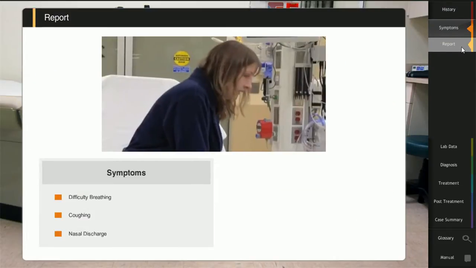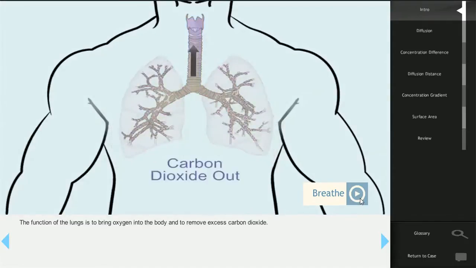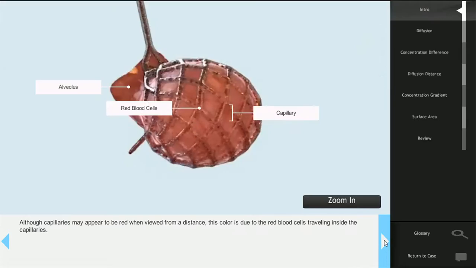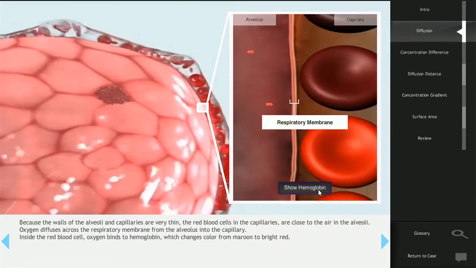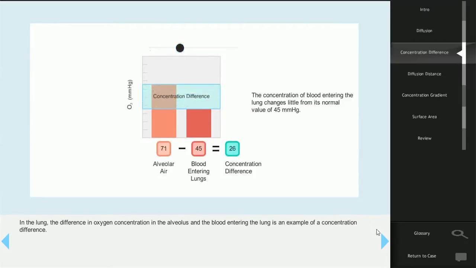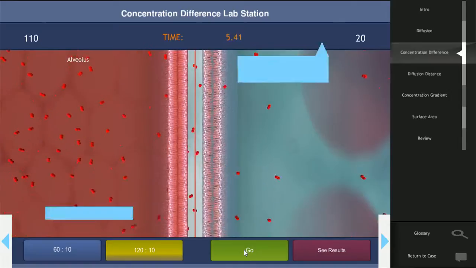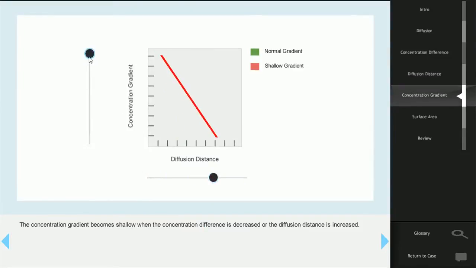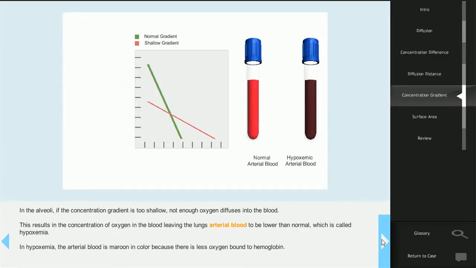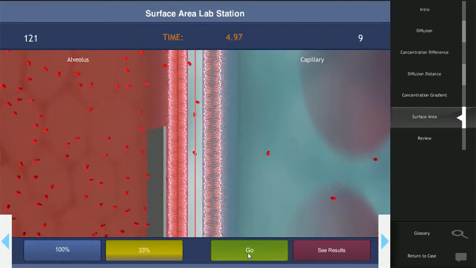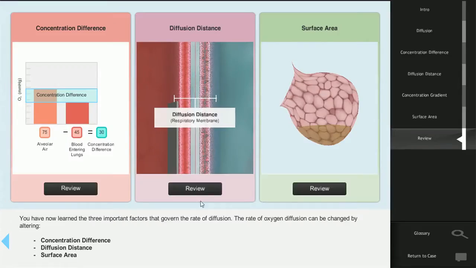Students first review the background information of diffusion needed to solve the case by entering an interactive manual. This includes lung function and anatomy, hemoglobin, concentration difference, diffusion distance, graphing, and surface area. There is also a scientific glossary within the case to help students with new terminology.